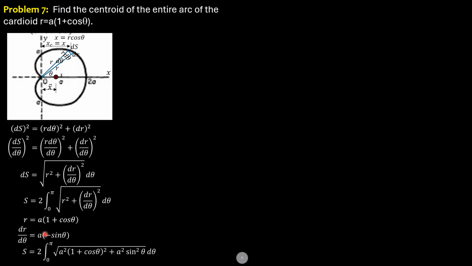Then dr d theta is a negative sine theta, square is a square sine square theta, then d theta. So expanding 1 plus cosine theta squared, s is 2 integral 0 to pi of a square quantity 1 plus 2 cosine theta plus cosine square theta plus a square sine square theta.